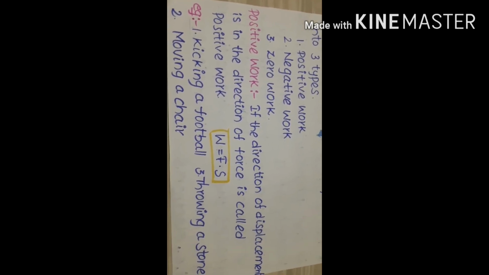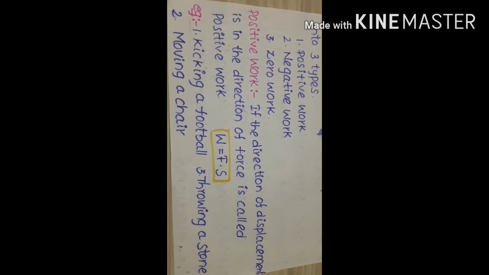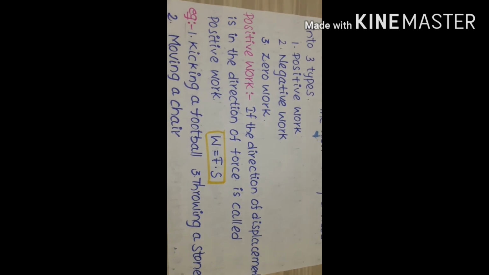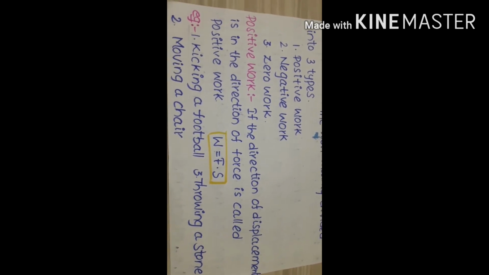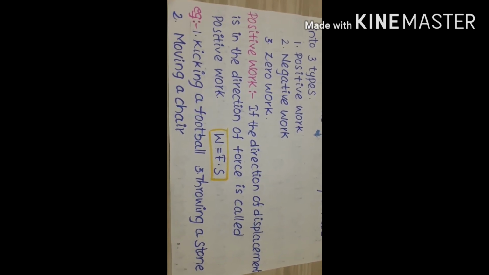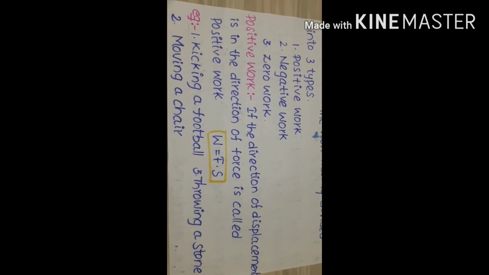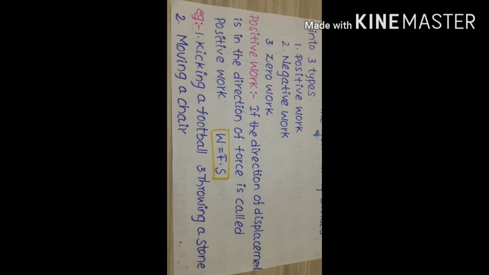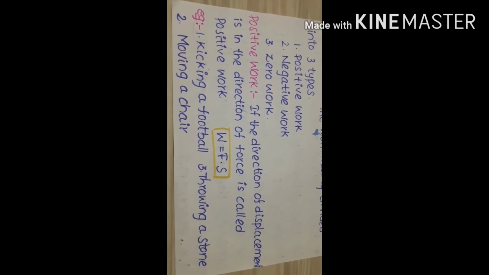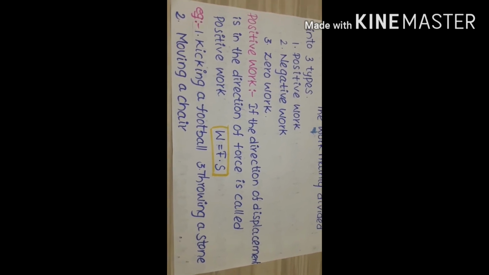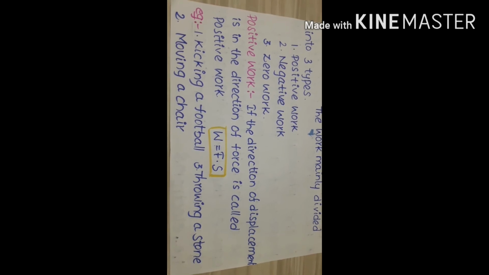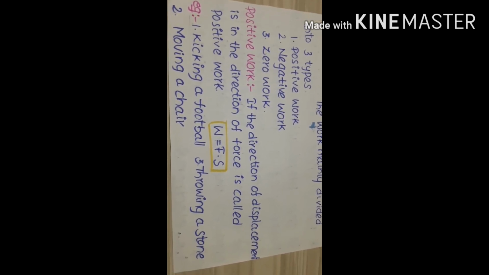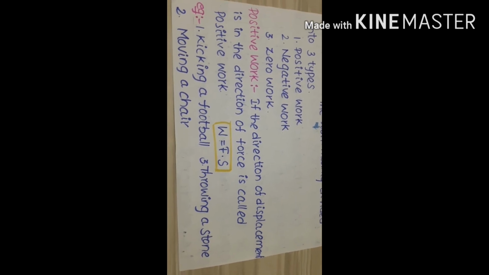Examples of positive work: kicking a football. When force is applied on the football, it will get displacement in the force direction. So force and displacement are in the same direction. Next, moving a chair. Force and displacement are in the same direction. Throwing a stone. In this case also force and displacement are in the same direction. So these are all examples of positive work.